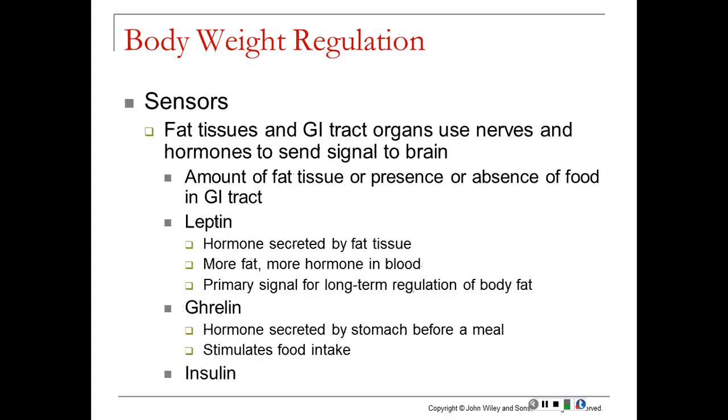Talk about body weight regulation. There's special sensors within your body to help regulate this. Of course, some of us have started to ignore them. The fat tissues as well as the GI tract organs use nerves as well as hormones to send signals to the brain. The amount of fat tissue, the presence or absence of food in the GI tract are going to stimulate these sensors. Leptin is a hormone secreted by fat tissue. The more fat you have, the more hormone is in your blood. It's the primary signal for long-term regulation of body fat.